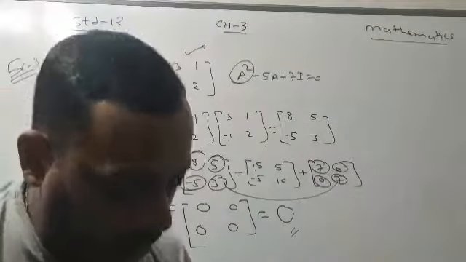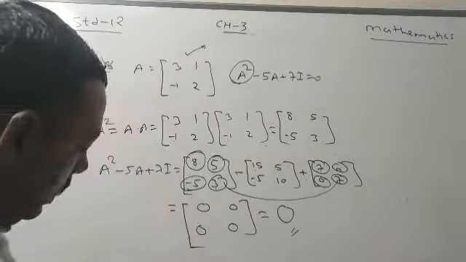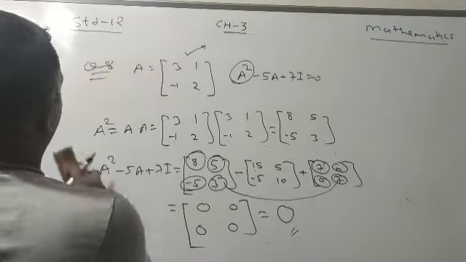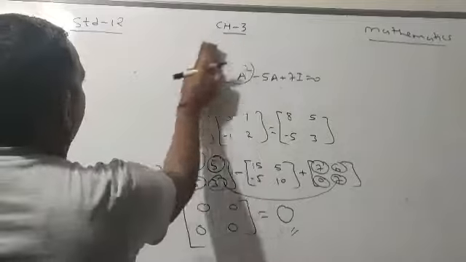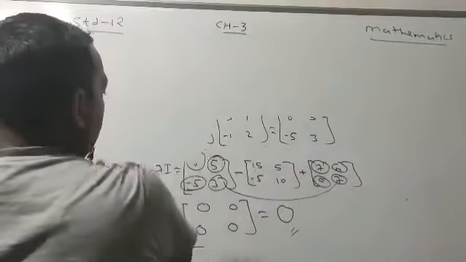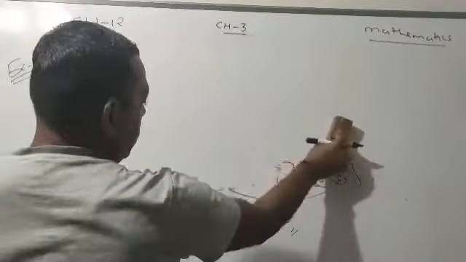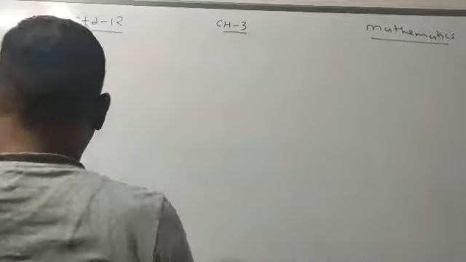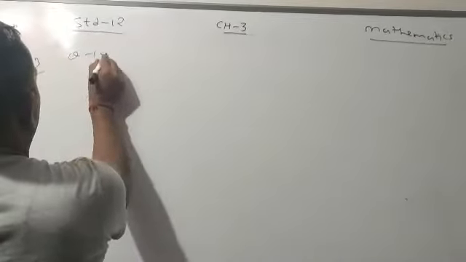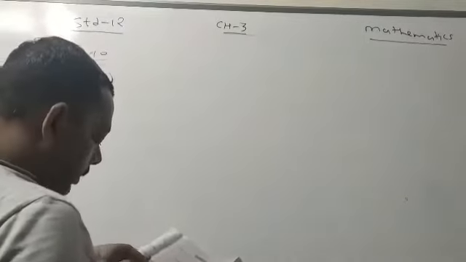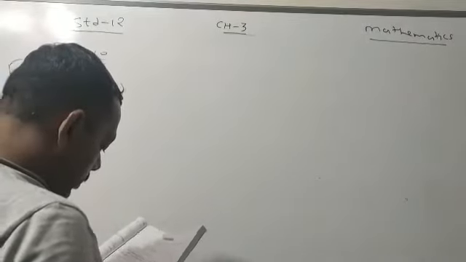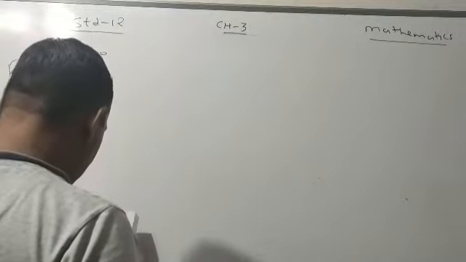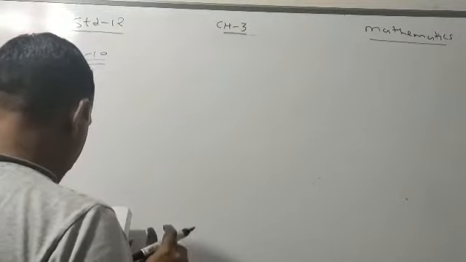Answer is 0. Now the 10th question. Here the 10th question is a word problem. We will solve this question with the help of matrices only. We have to use the matrix multiplication method. Now question number 10. See, in question number 10, there are 3 products X, Y, Z and there are 2 markets, say 1 and 2.